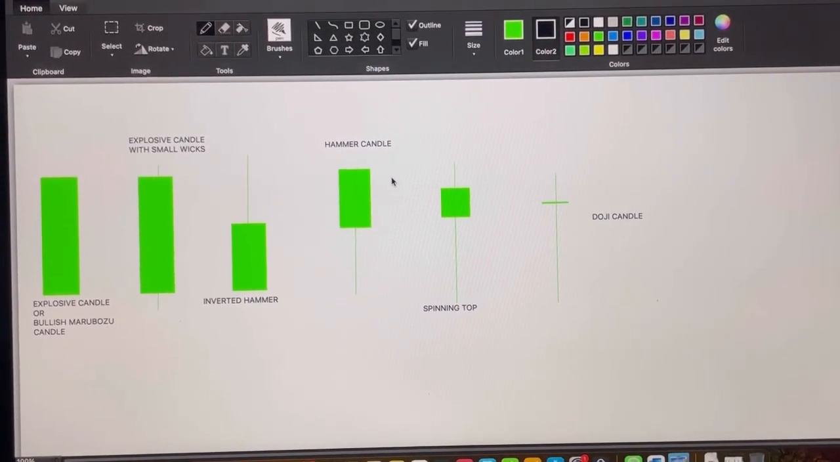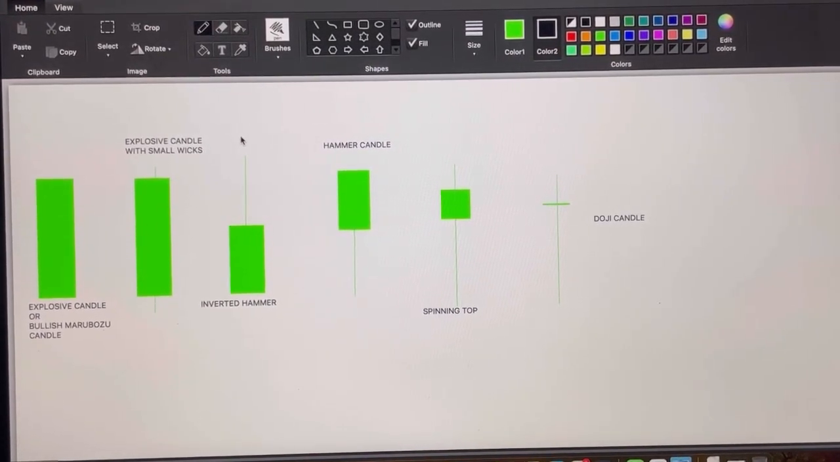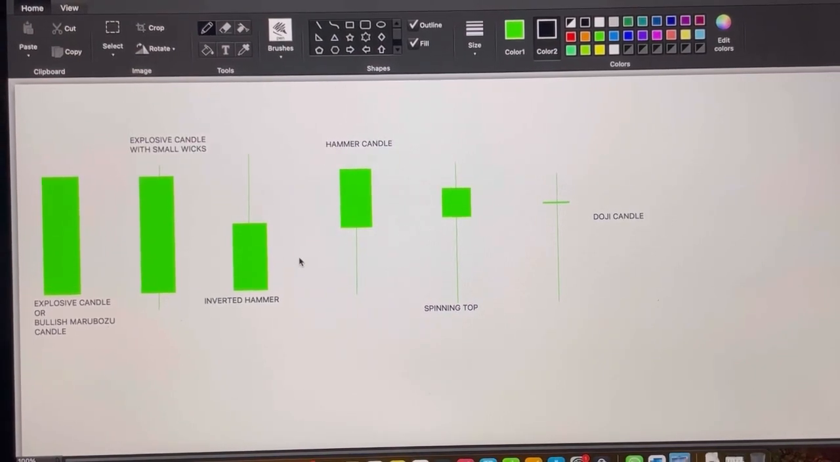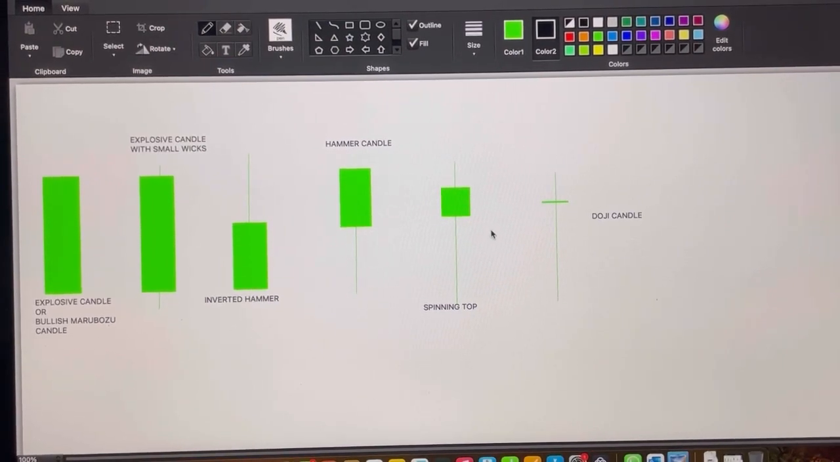So guys, today we're going to discuss these 6 candles, which we can find in each and every phase of the market, whether it is an uptrend, a downtrend, or a sideways market as well. And mostly no other candle is found apart from these 6.